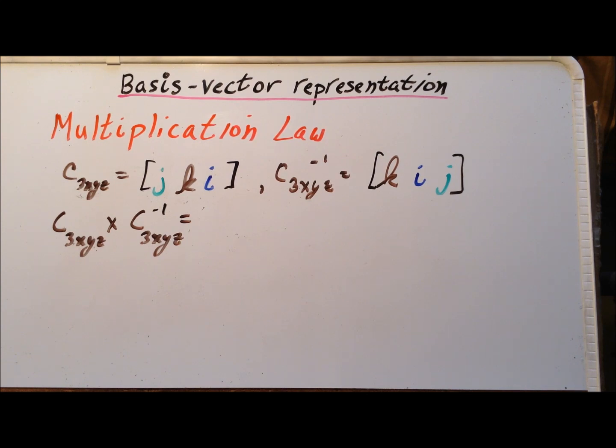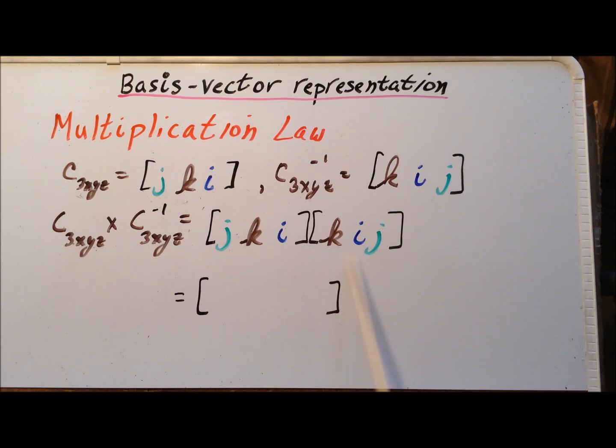For our final demonstration of this method, let's show that the expression that we had just derived for C3 squared, this kij, which I told you was the inverse, the C3 to the minus 1, actually is the inverse of C3 xyz by direct computation. So we write down the matrices explicitly, at least in this shorthand form. So C3 xyz is jki. C3 to the minus 1 is kij. So let's use the multiplication law. Remember, we multiply from the right.